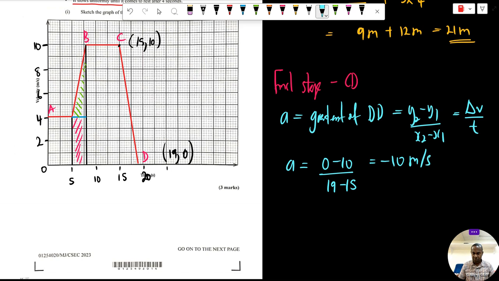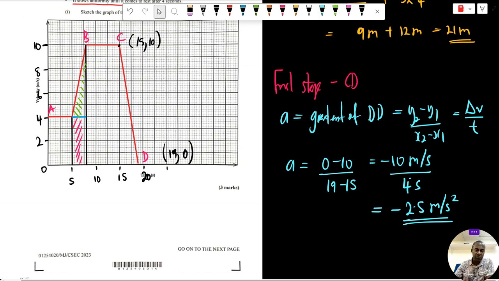Units, of course, are meters per second. And, of course, this would be 19 minus 15. That is 4 seconds. So divided by 4 seconds. And so this gives us negative 2.5 meters per second squared. And so the acceleration for this segment is, of course, minus 2.5 meters per second squared. The body is decelerating uniformly, and eventually it comes to rest in a time of 4 seconds.